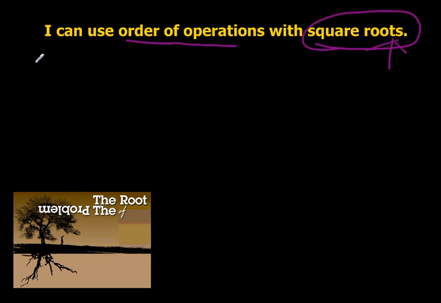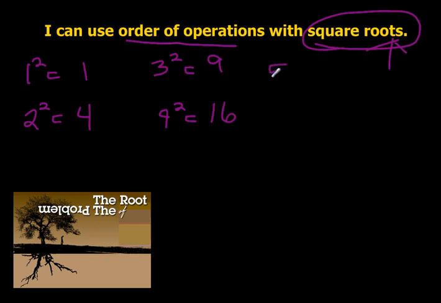So if we take a look at some special numbers, when I square 1, I get 1. When I square 2, I get 4. When I square 3, I get 9. When I square 4, I get 16. When I square 5, I get 25. When I square 6, I get 36. And I could keep going. I could square 7, 8, 9.